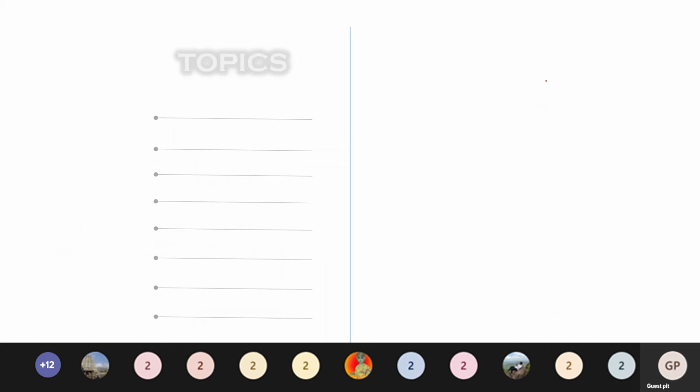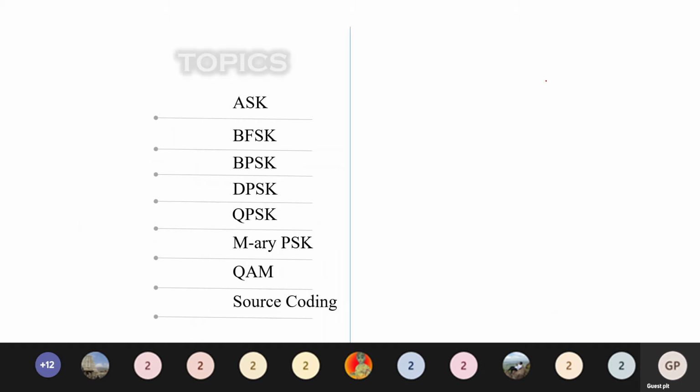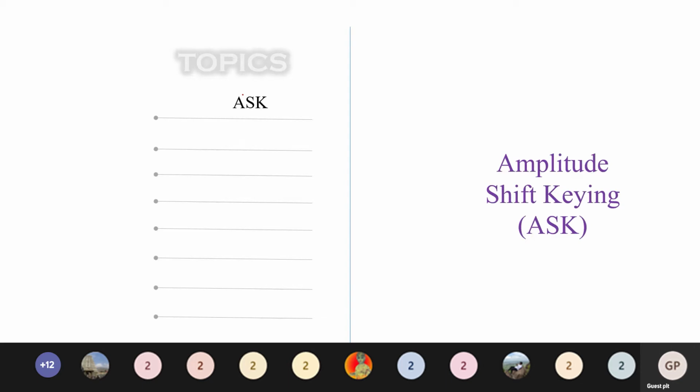And the topics that we're going to see related to digital communication or digital modulation are: ASK, BFSK, BPSK, DPSK, QPSK, M-ary PSK, QAM, and finally, apart from digital modulation, one more topic called source coding. Okay, so first we'll see amplitude shift keying, what is called ASK, in a detailed manner.